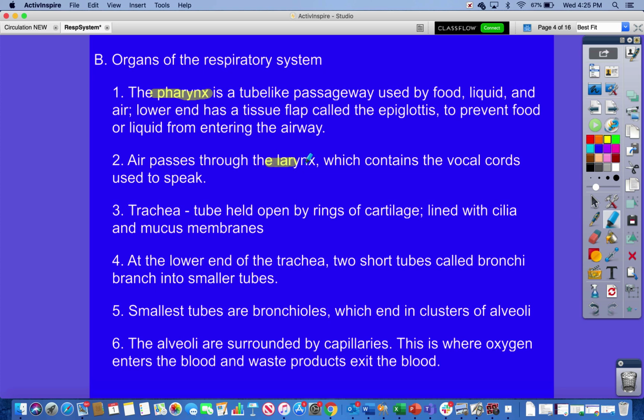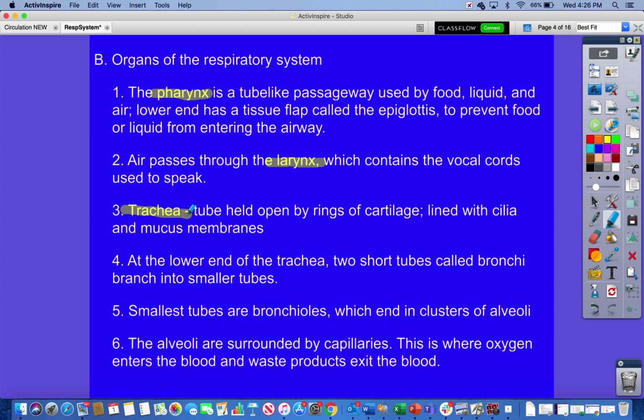Then your air passes over what's called a larynx. According to your book, the larynx is kind of like your voice box. It is your voice box. It's your vocal cord. So your larynx is what allows you to talk. It's allowing me, as air passes out of my body, to vibrate over the voice box and create sound.